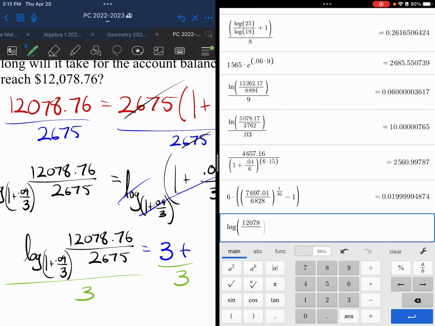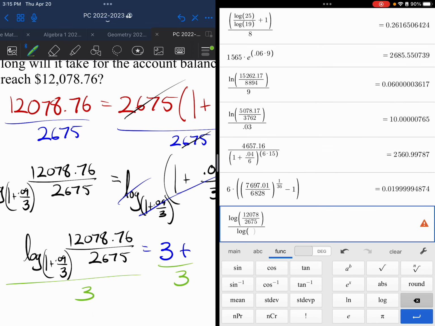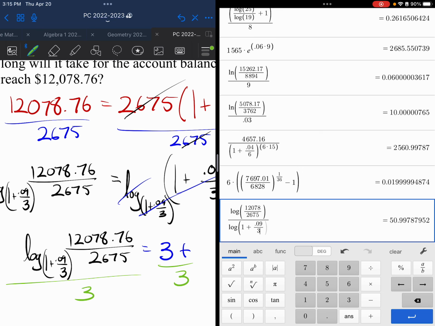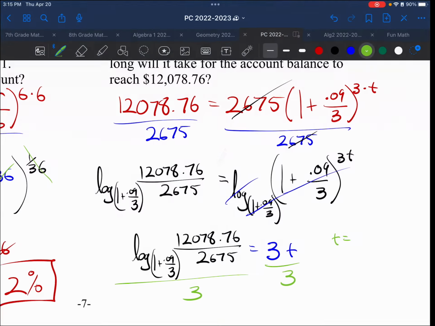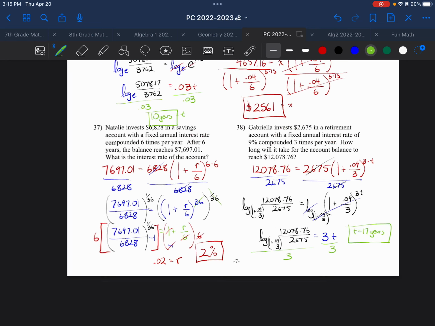The top of the change of base formula is 12078 divided by 2675. And because of the change of base formula, this is going to be divided by another logarithm, which is the base. And the base is 1 plus 0.09 divided by 3. Then I'll take that whole thing, divide by 3, which means just put another 3 down here. And I get 16.999, which is basically 17. So for here I get 17 years. Final answer. And box it.